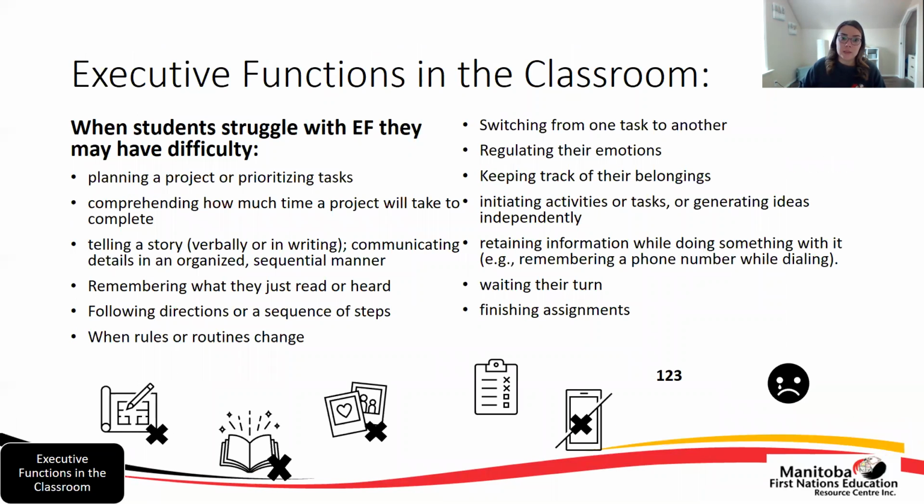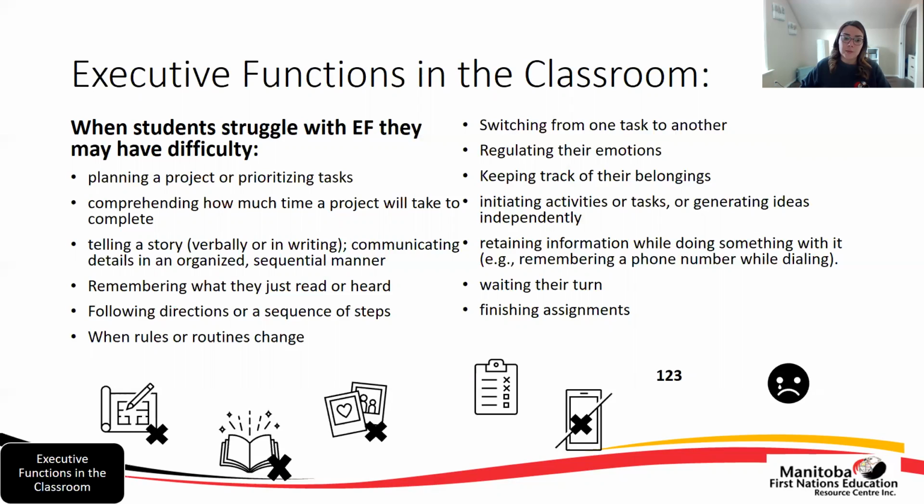What you might see from a student that struggles with executive function: they may have difficulty planning a project or prioritizing their tasks, comprehending how much time a project will actually take to complete. So you might see students procrastinate, or have difficulty telling a story verbally or in writing, communicating details in an organized, sequential manner. They might just have difficulty lining those details of the story up, or remembering what they just read or heard. So sometimes comprehension might be something that they struggle with. Following directions or a sequence of steps: if you give them 3 steps, they might remember the first one, but not the 2nd or 3rd.